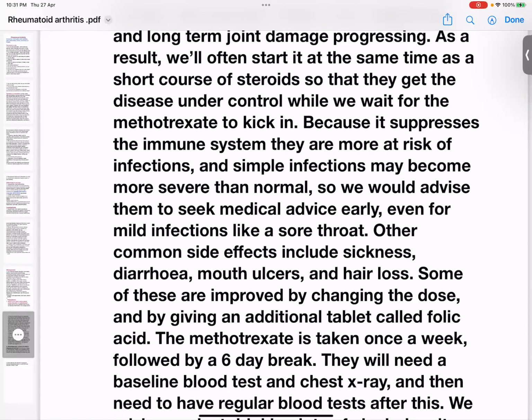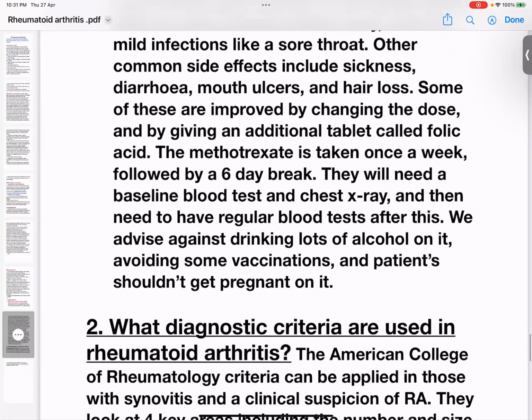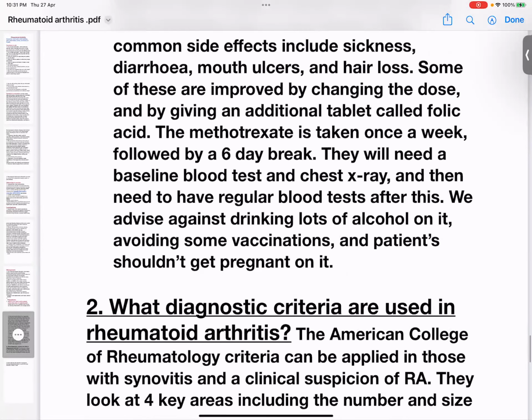Because of suppression of the immune system, they are more at risk of infection, and a simple infection may become more severe than normal, so we should advise them to seek medical advice early, and you should do a white blood cell count. White blood cell count is very important in case of methotrexate or immunosuppressive medication, and if it is lower than 2, it should be stopped.